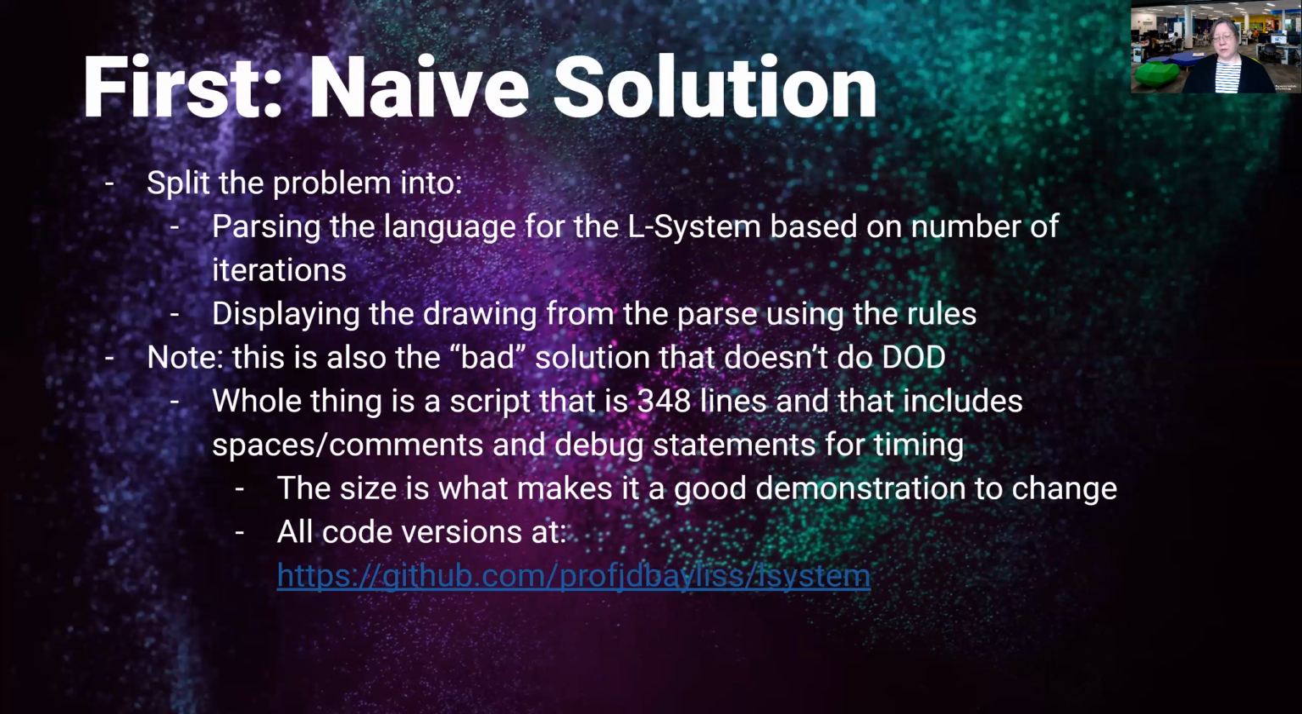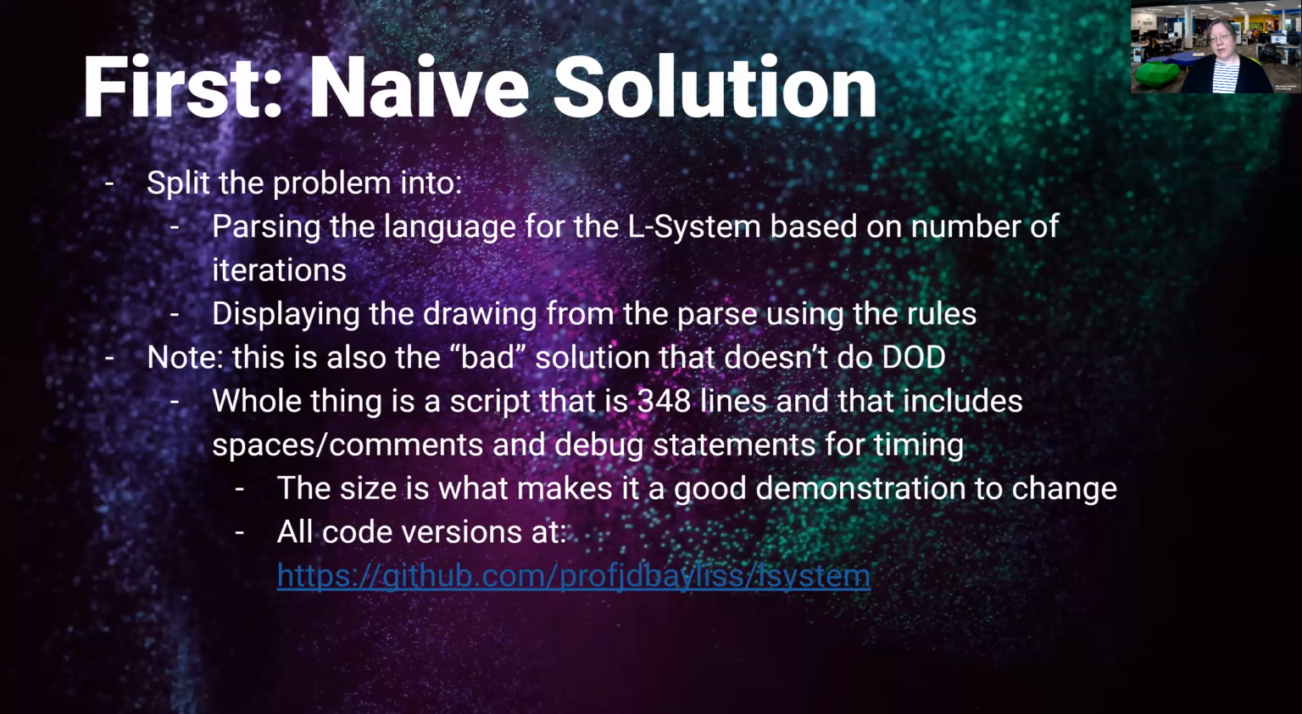So a first naive solution of this problem: when you do an L system, it involves successive iterations, and so you can split that down into parsing the language to end up with the resulting string of the L system for the number of iterations, and then displaying that as a drawing. So it's split into two pieces, and the naive solution is actually the bad solution.